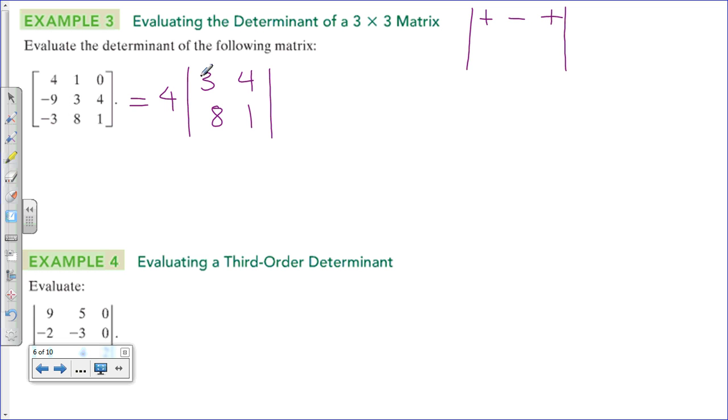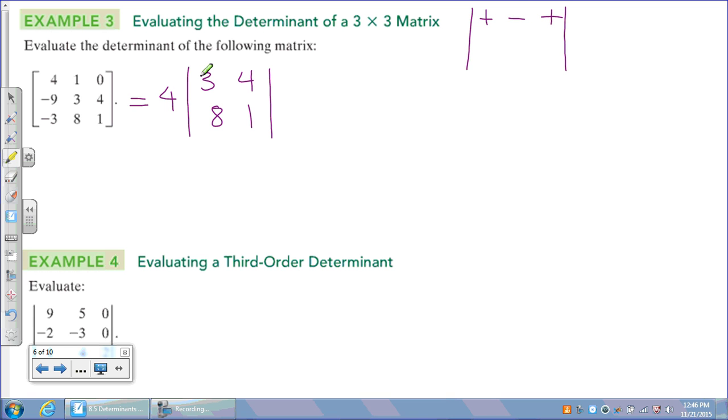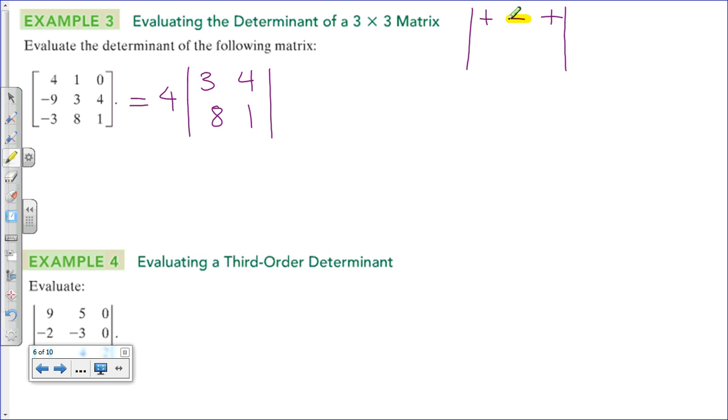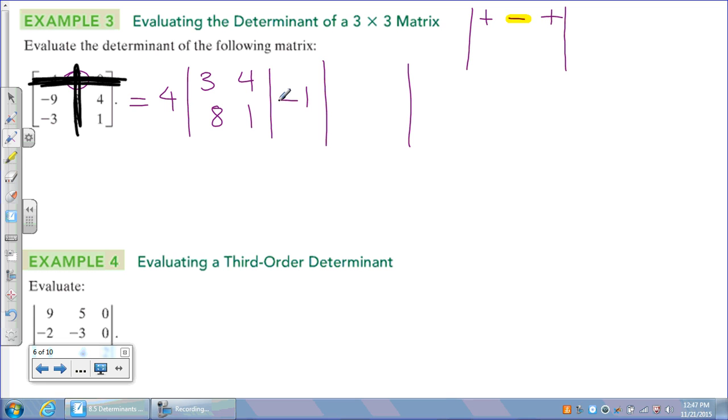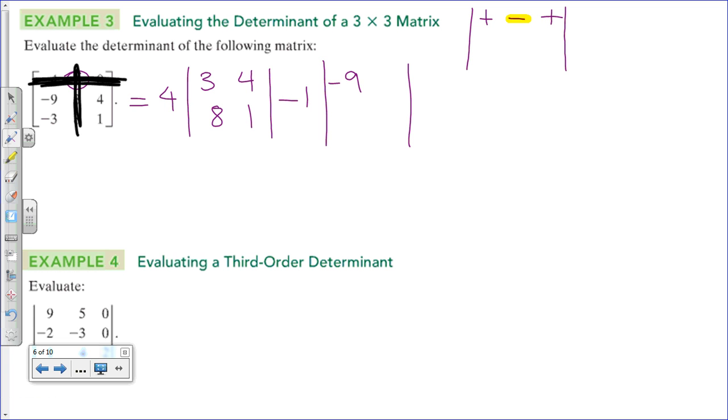Next, based on the signs, I need to use a negative sign, so this will be minus. And now this will be my next numerical factor. For my 2 by 2 determinant, I need to cross out the column where 1 is at and the row where 1 is located. So the numbers that will go inside my 2 by 2 determinant will be negative 9, 4, negative 3, and 1.